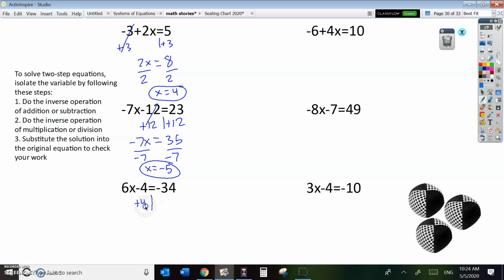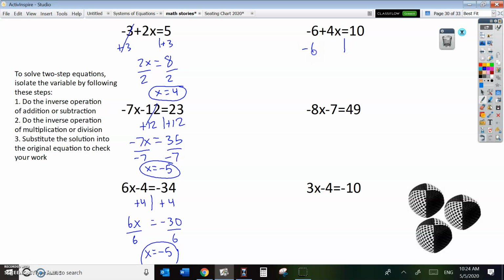Add 4 on both sides. 6x equals negative 30. Divide by 6. X equals negative 5. Substitute negative 5 in. 6 times negative 5 is negative 30. Negative 30 minus 4 is negative 34.